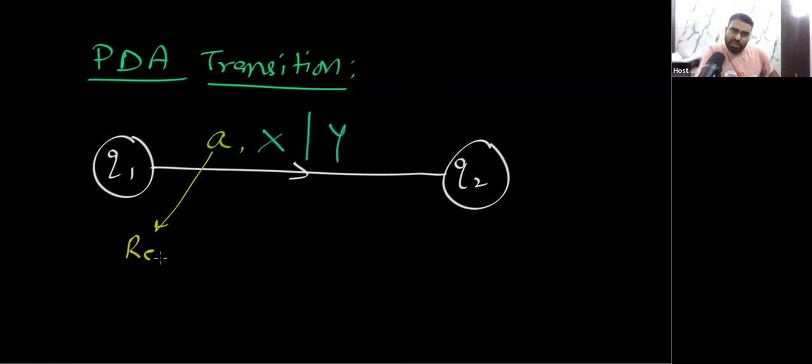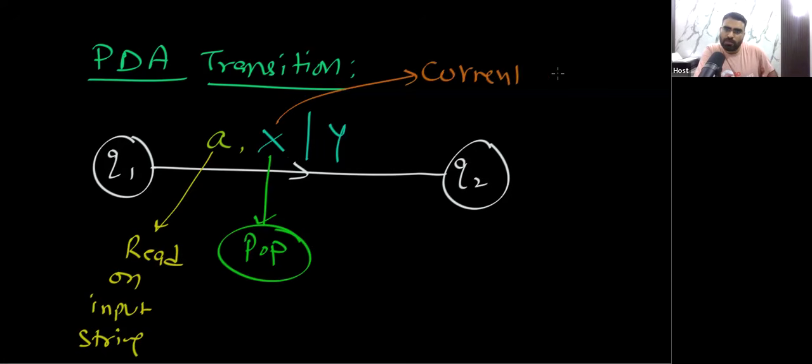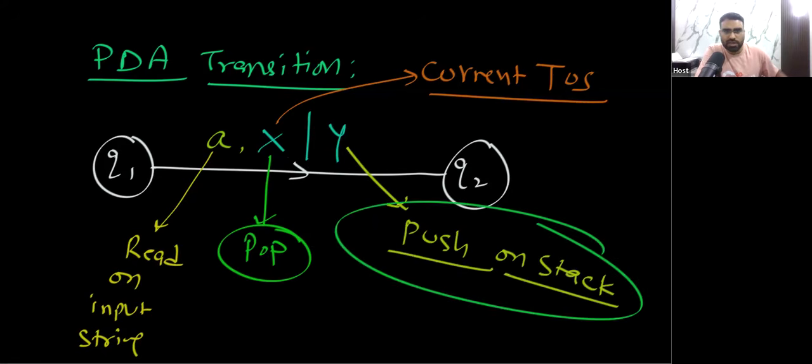Remember, this is what you are reading on the input string, and this x is what you are popping from the top of the stack. This must be your current top of the stack, and this is what you pop. And remember, this y we will push on the stack. So we will pop x from the stack and we will push y on the stack.